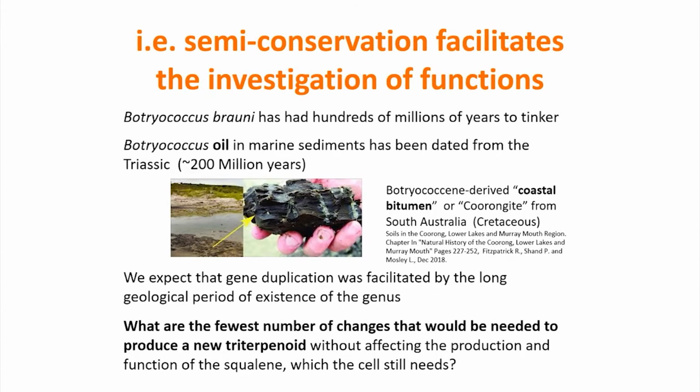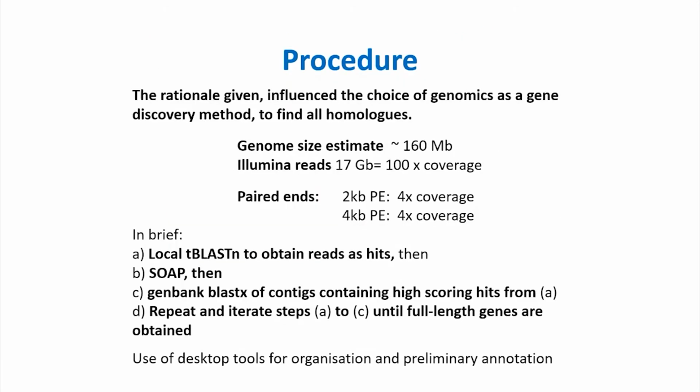Botryococcus braunii have had hundreds of millions of years to tinker with the evolution of these genes. So we expect that gene duplication was facilitated by this, and we want to know what the fewest number of changes would be to produce a new triterpenoid without affecting the production of squalene, because every cell needs squalene. So what we did is we estimated the genome size based on a paper that had appeared to be 160 megabases, and we allowed for even more than that.